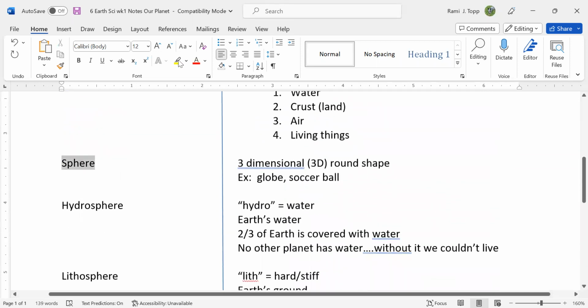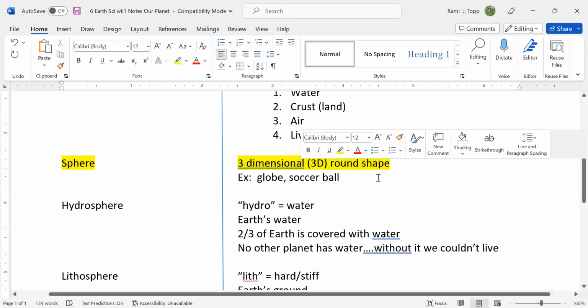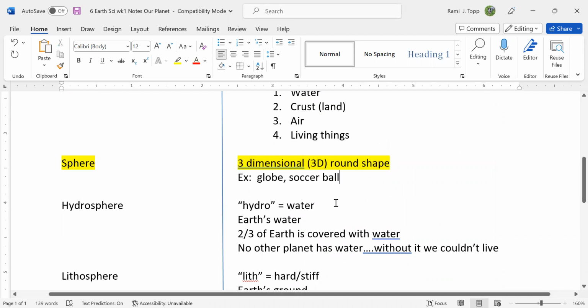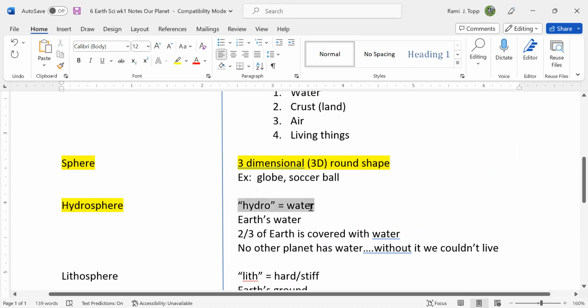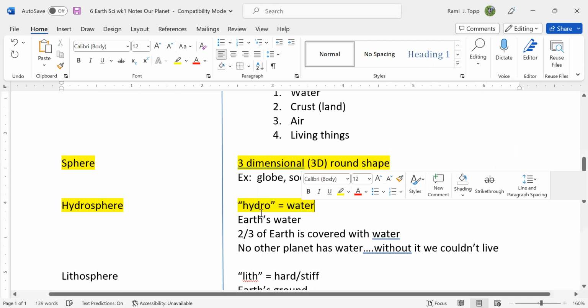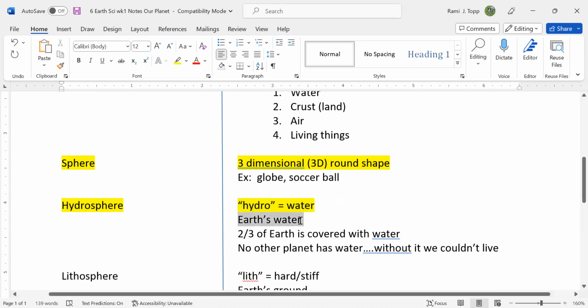A sphere, you know what this is. It's like a ball, a 3-dimensional round shape, otherwise known as a 3D shape. Okay, if you want to jot examples, a globe, a soccer ball, the Earth is a sphere, right? Then we've got a specific part of our sphere, the hydrosphere. Hydro means water, and hydrosphere, you put it all together, means the water on our globe, on our Earth.